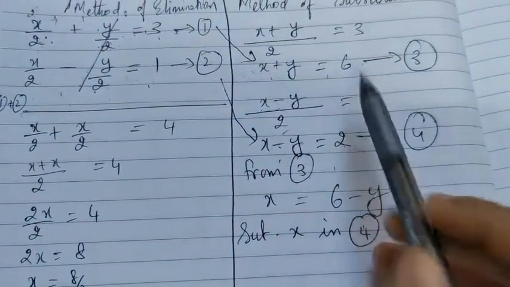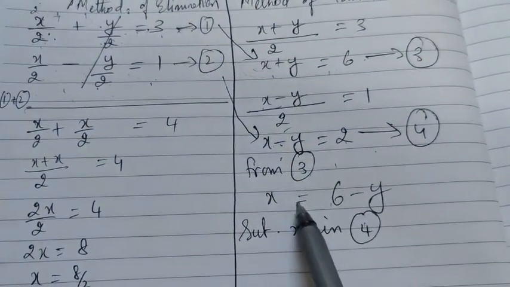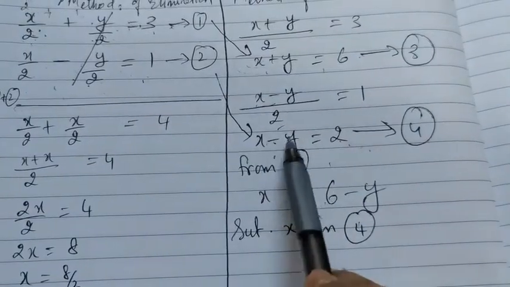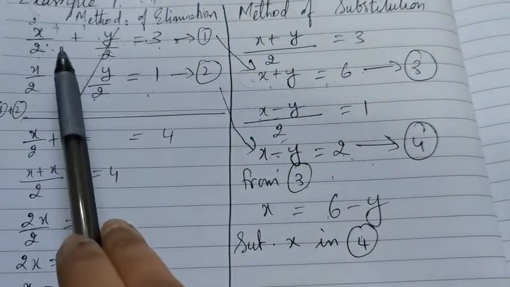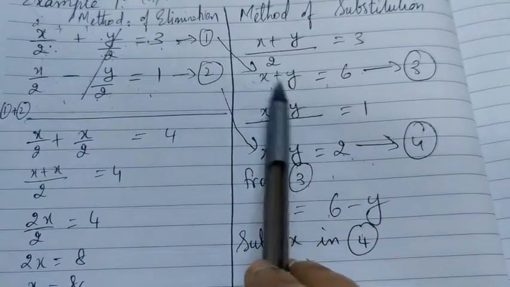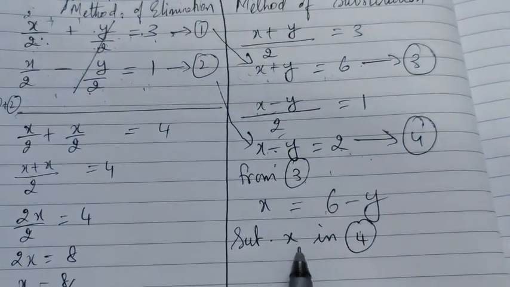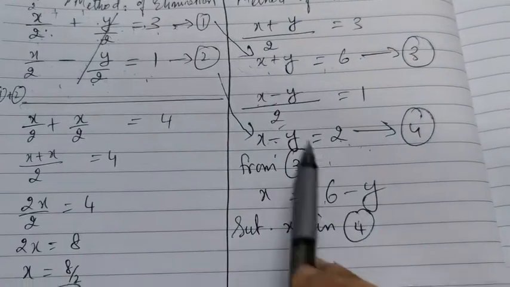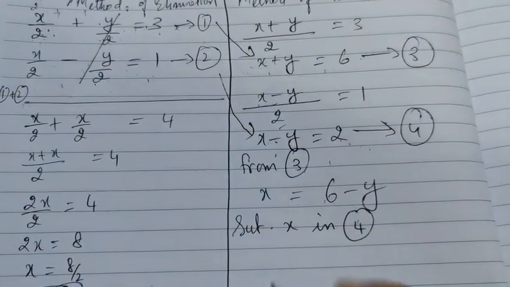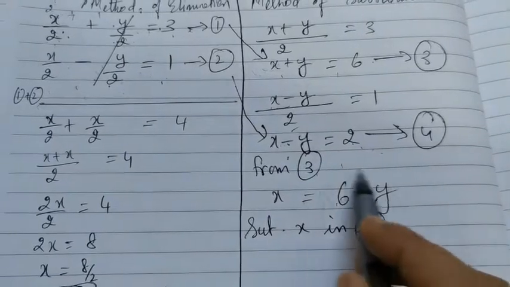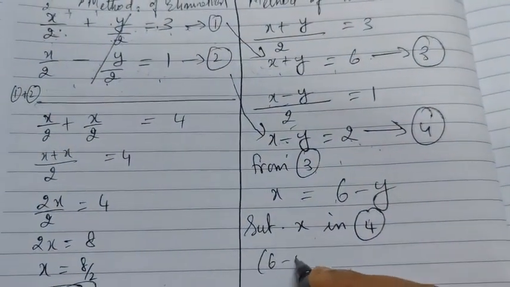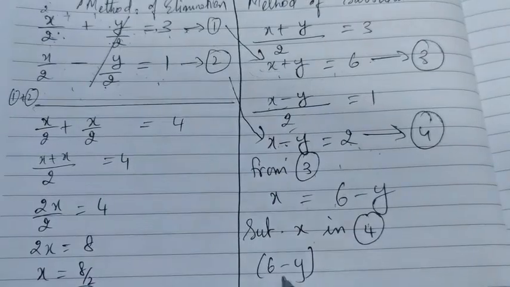So from this I took the value of x and I am substituting the value in the other equation which I did not use. The same method of substitution. The only difference here is we converted the fractional expression into a non-fractional equation. Now substituting the value of x in the fourth equation. So instead of x I will write my value of x. My value of x is 6 minus y.